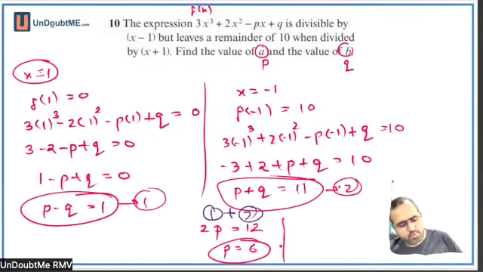And if I put the value of p anywhere, I will get the value of q. If I put it over here only, then 11 minus 6 will be 5. So q is 5.